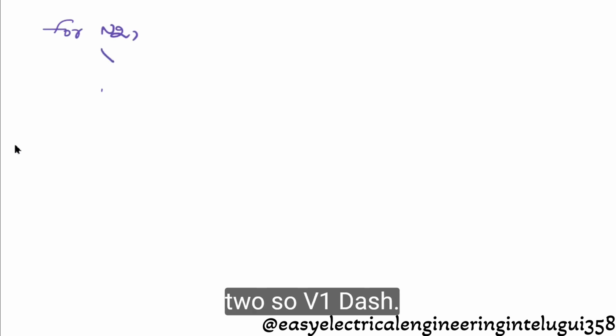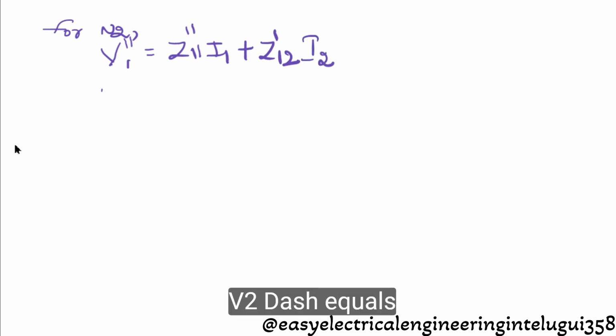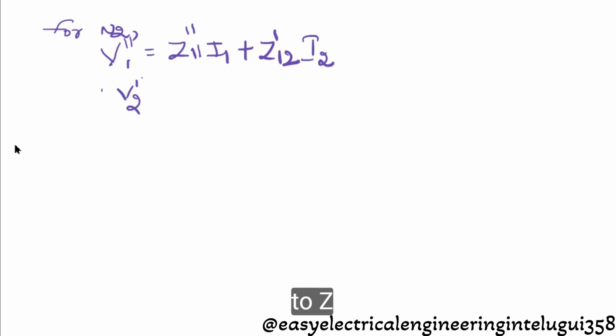Now write down the same Z parameter equations for network 2. V1 double dash equals Z11 double dash I1 plus Z12 double dash I2. V2 double dash equals Z21 double dash I1 plus Z22 double dash I2.